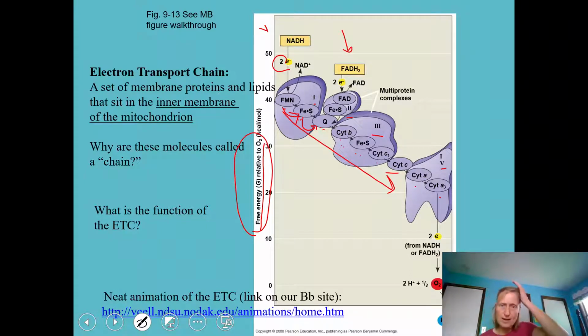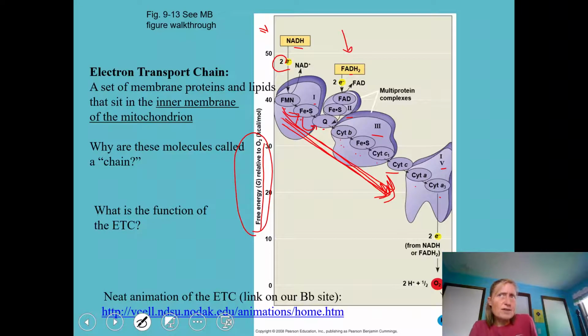This is like chapter 8 material. There's a drop in free energy as these electrons fall down this electron transport chain. A drop in free energy means it's an exergonic reaction. Exergonic reactions are energy releasing. Okay, so what's happening here is our high energy electrons found in NADH and FADH2 are being donated to this electron transport chain, and then they're falling kind of in a slow way.